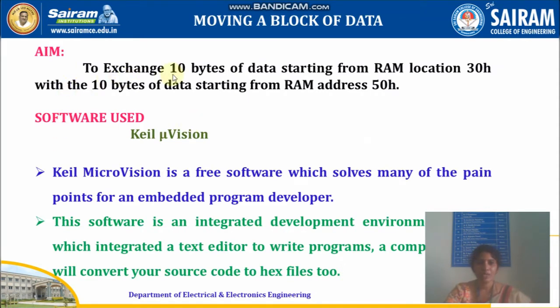So the aim is to exchange 10 bytes of data starting from RAM location 30H with the 10 bytes of data starting from the RAM address 50H. It means that you are going to exchange the data between 30th location and 50th location. The software you are going to use is Keil MicroVision 5. It is a software that reduces the pain of most embedded program developers. The software is an integrated development environment which integrates the text editor to write a program and the compiler, and it will convert your source code to a hex file too.